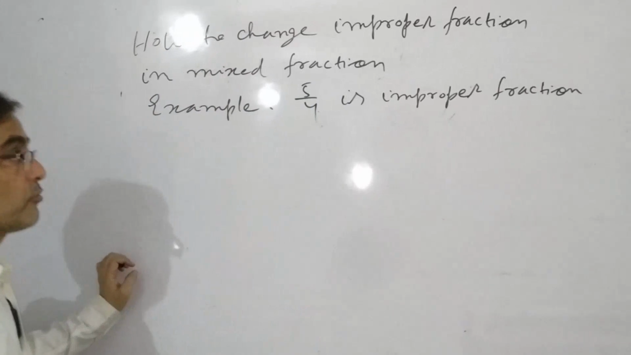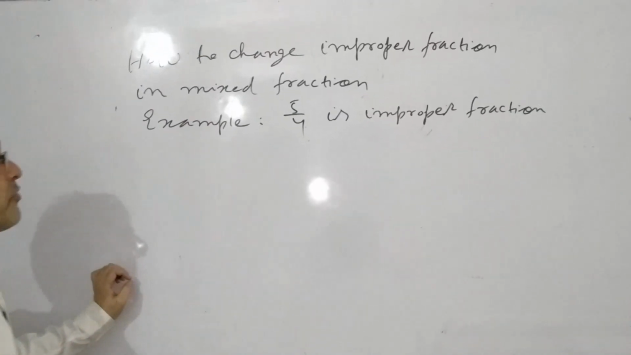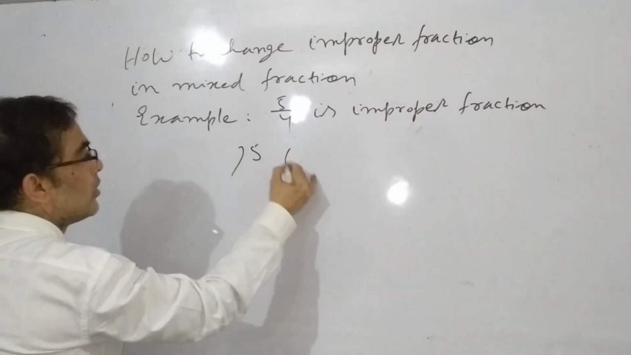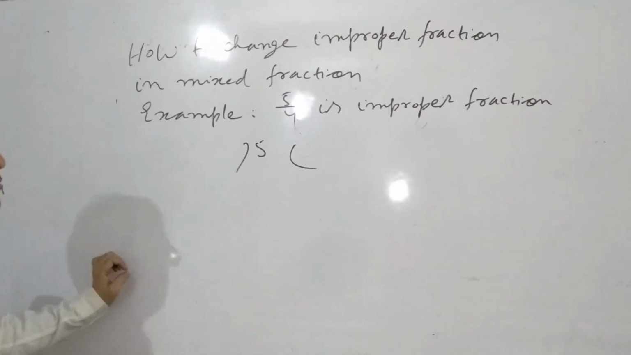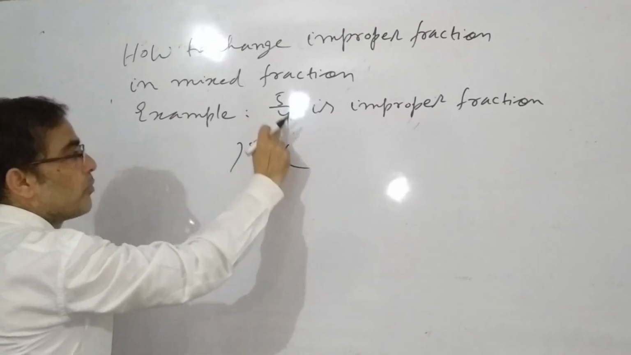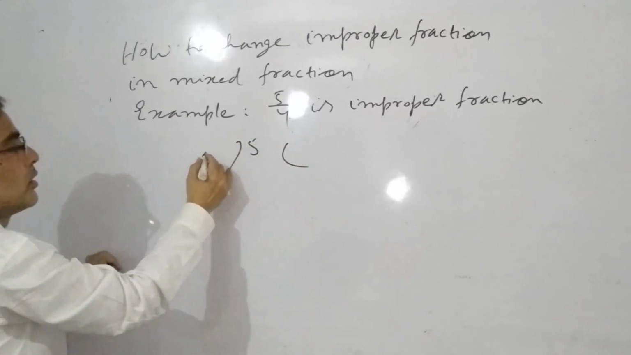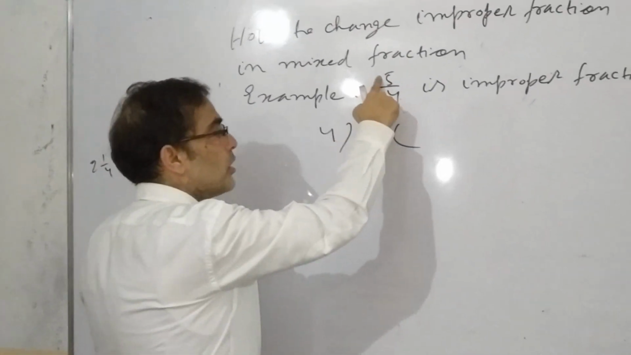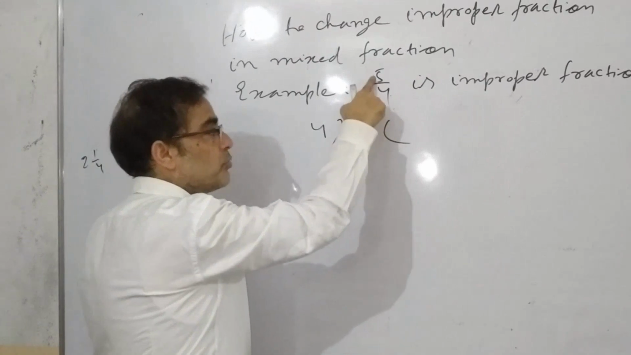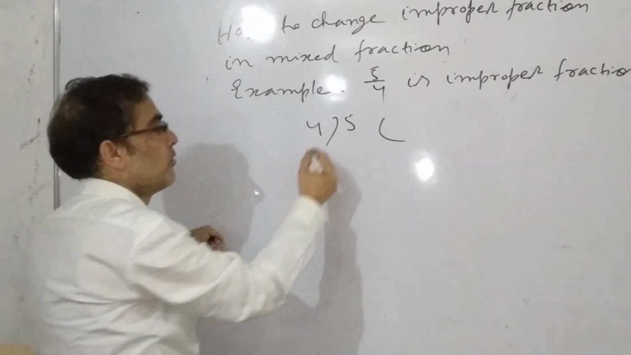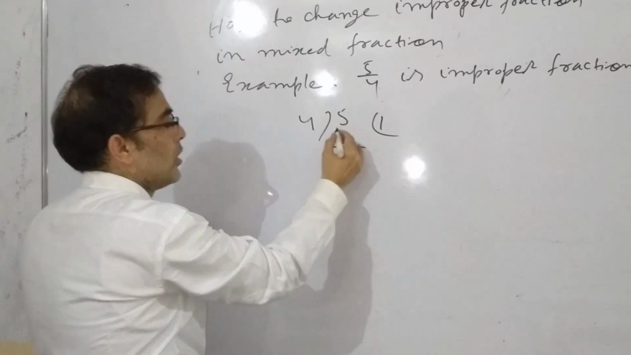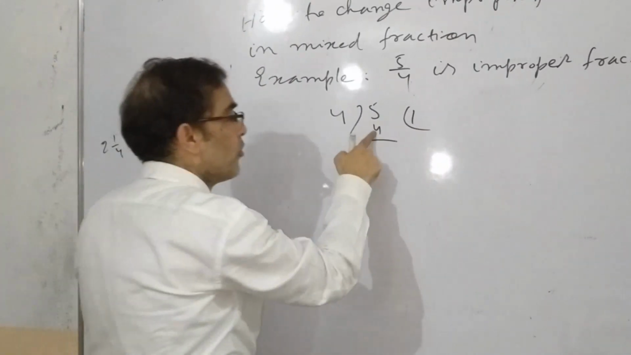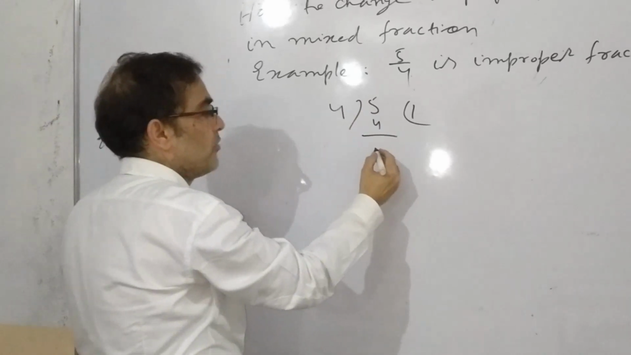Now you have to learn how we change an improper fraction into a mixed fraction. Here we have to divide the numerator by the denominator. 5 is the numerator and 4 is the denominator. 4 ones are 4. When we subtract 4 from 5, the remainder will be 1.